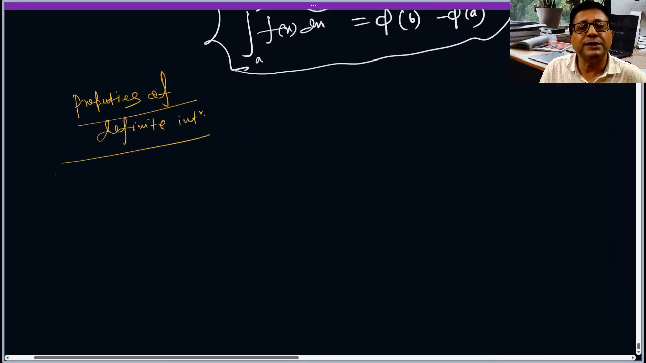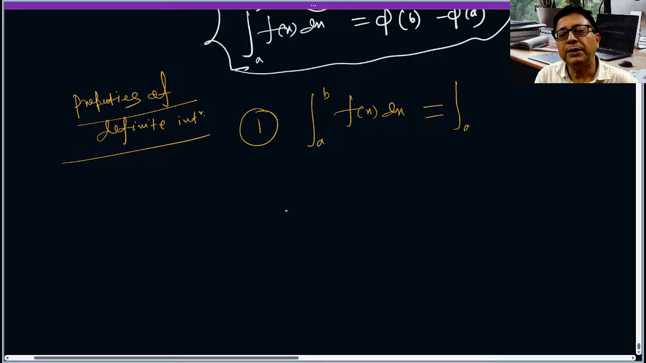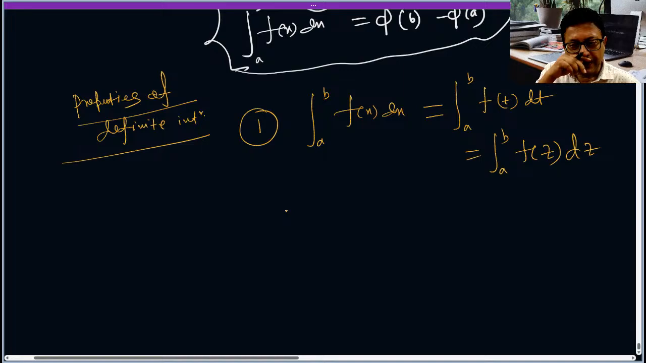The value of definite integration is not dependent on the variable used. If we evaluate integral a to b f(x) dx, the variable is x. Somebody changes the variable to say f(t) dt. This will have the same value. If you change it in terms of another variable z, it will have the same value. Sir, but then we have to change the limit? No, no change of limit is required. I am just showing you.